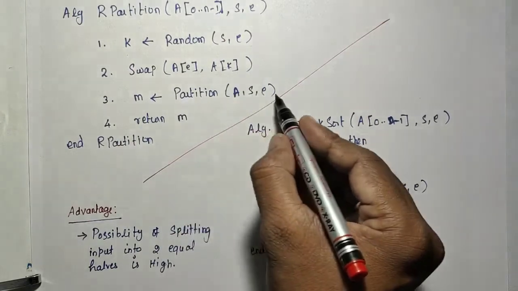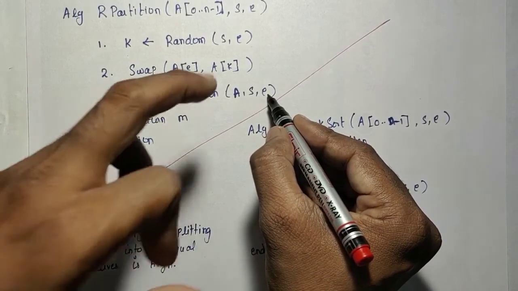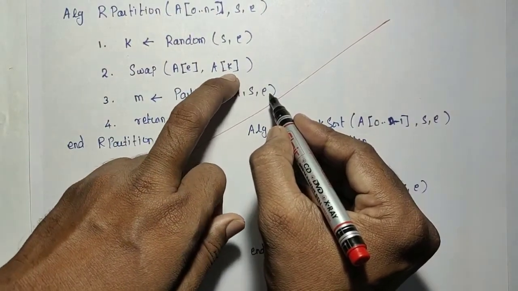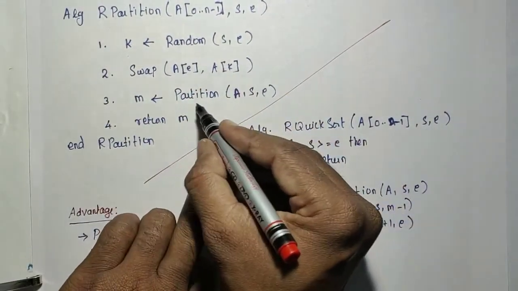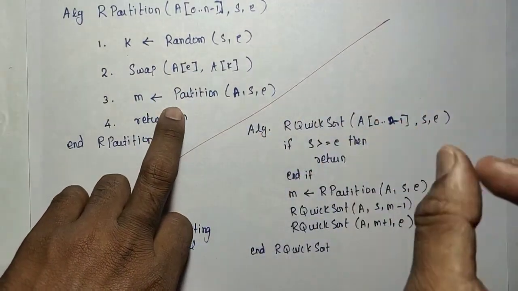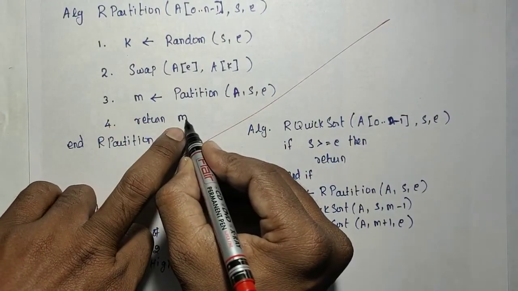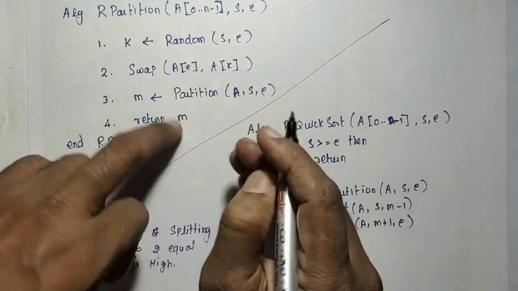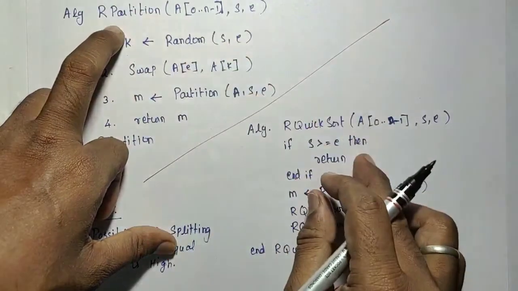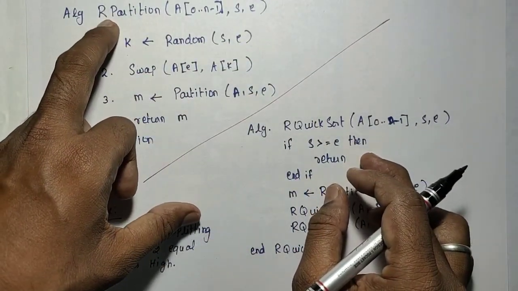In the partition algorithm, the eth element, the last element, will be chosen as the key. The last element is nothing but the kth element now. So this partition algorithm will produce a split at the middle, and that m is returned here. This R partition is going to be used in the quicksort algorithm. Instead of the partition, we are going to use the R partition.